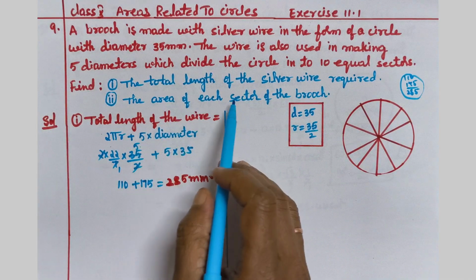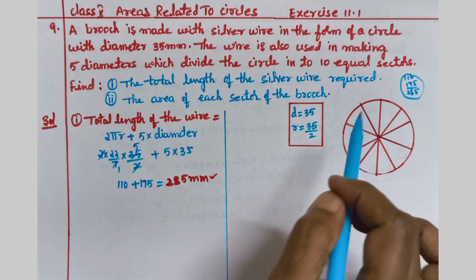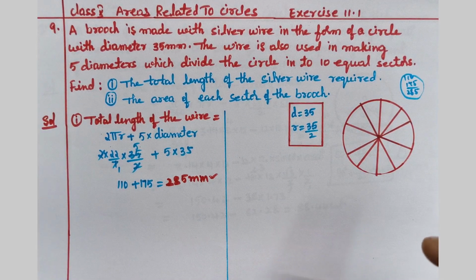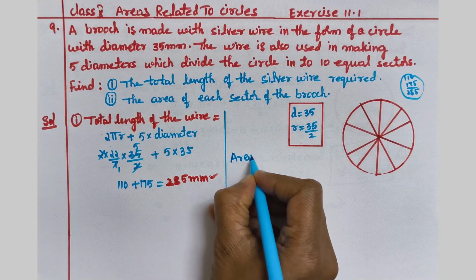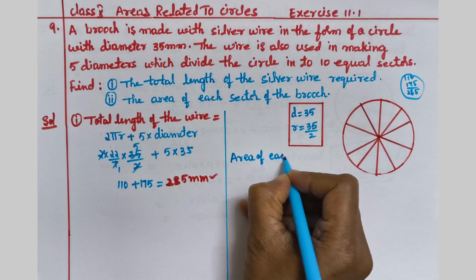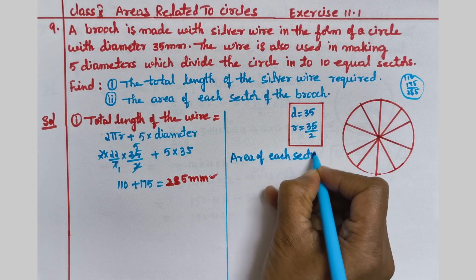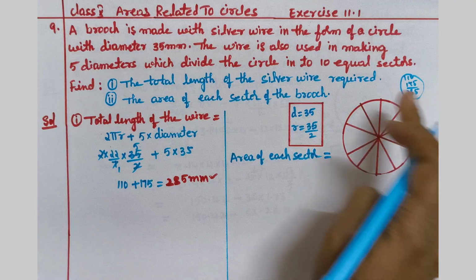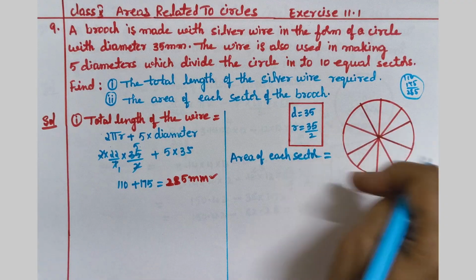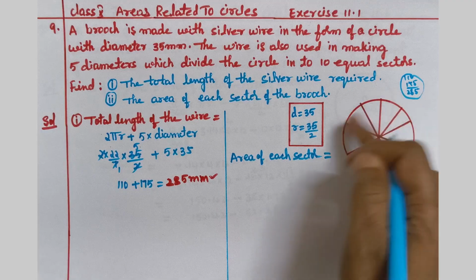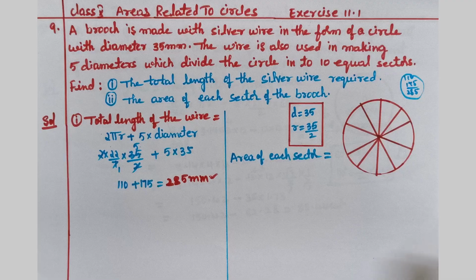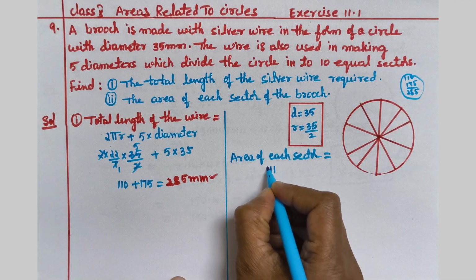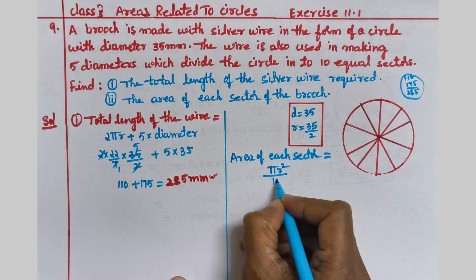Carefully listen. The area of each sector in the brooch. Okay, each sector same length is there. So one sector length how much is there? We will find. Okay, area of each sector is equal to each sector we will find. So area of each sector how we will find? This circle divided by, here how many equal parts are there? 10 equal parts are there. This circle divided by 10 means area of circle divided by 10 means you will get each sector area you will get. Okay, area of circle formula what? Pi r square. Pi r square divided by 10 means you will get the answer.